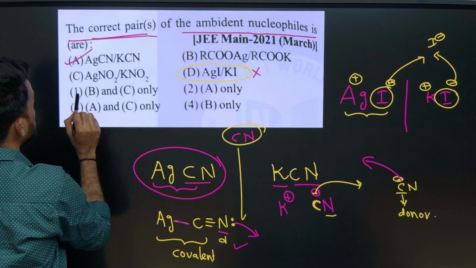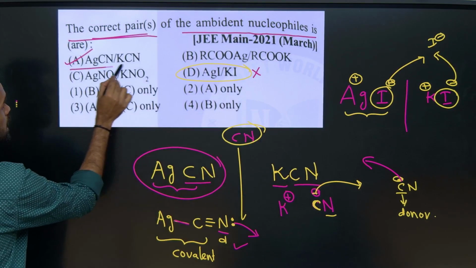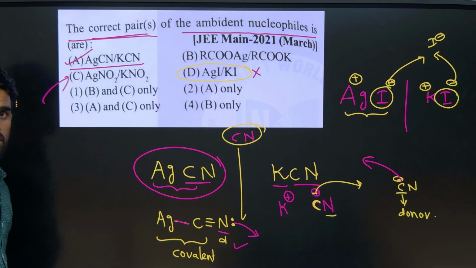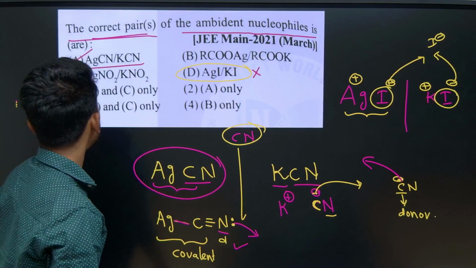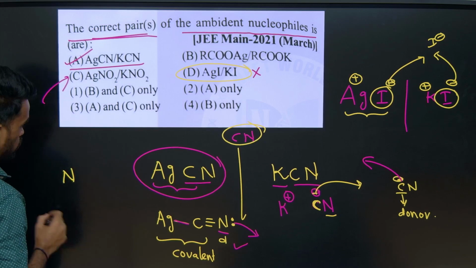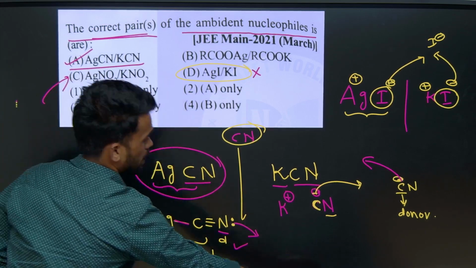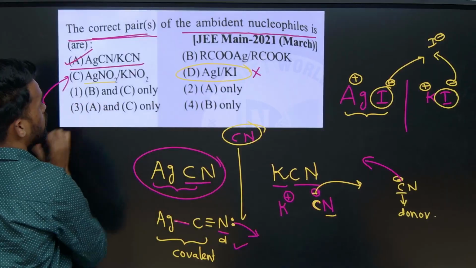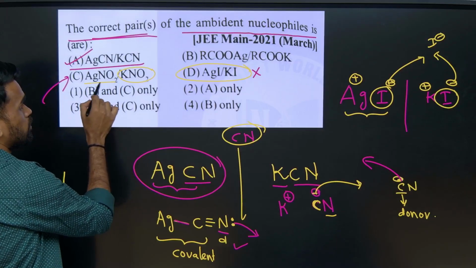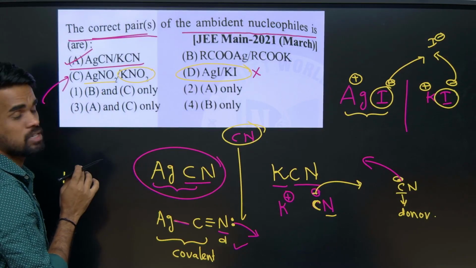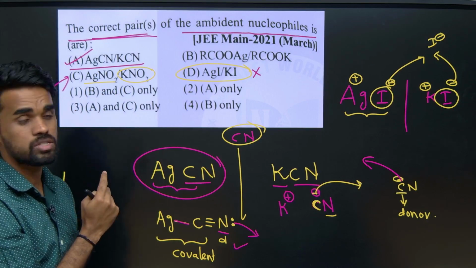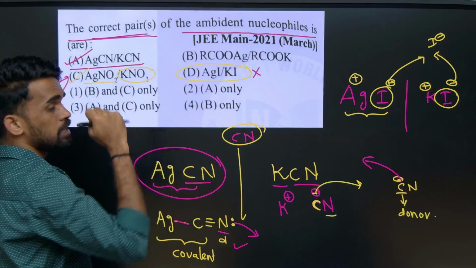Now, can you try to apply the same story I explained for AgCN and KCN to AgNO3 also. So when it comes to AgNO3, I am just explaining directly, this is a covalent compound, this is an ionic compound. So it means the donor atom will be different. Therefore, in one case it will be nitrogen and in another case it will be oxygen. So I can say this is an ambident nucleophile.